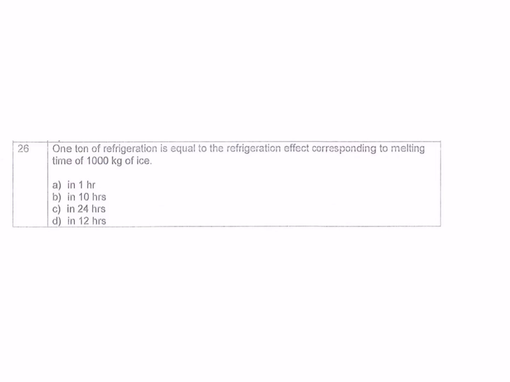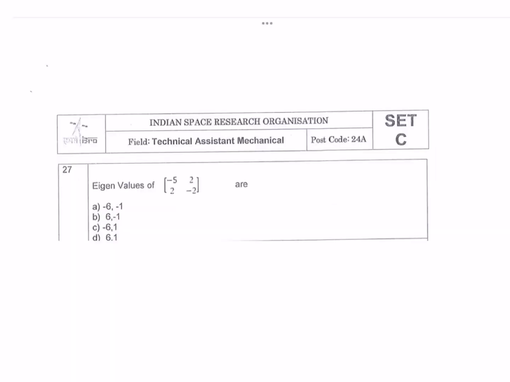1 ton of refrigeration is equal to the refrigerating effect corresponding to melting of 1000 kg of ice in 24 hours. C is your correct answer. 1 ton of refrigeration. Next question, math question.